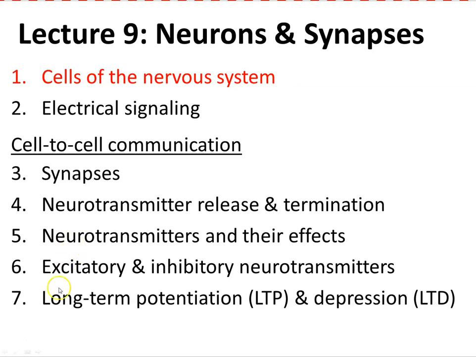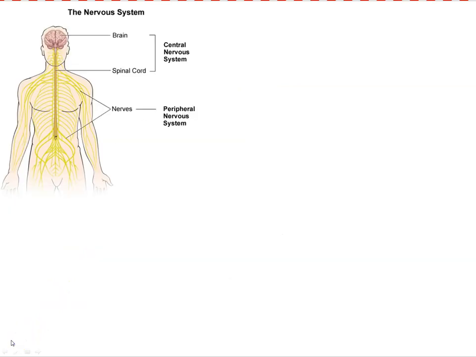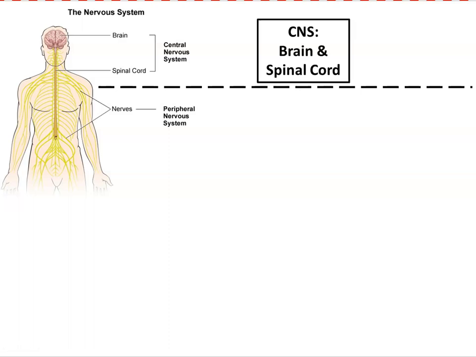Cells of the nervous system. Now, before I get into separate cells of the nervous system, I just want to do a quick overview of the nervous system in its entirety. So what I've drawn here is this line in the sand, if you will, dividing the central nervous system from the peripheral nervous system. And so we all know that the central nervous system is going to be made up of the brain and the spinal cord, which is made out of a whole bunch of neurons and their associated structures.